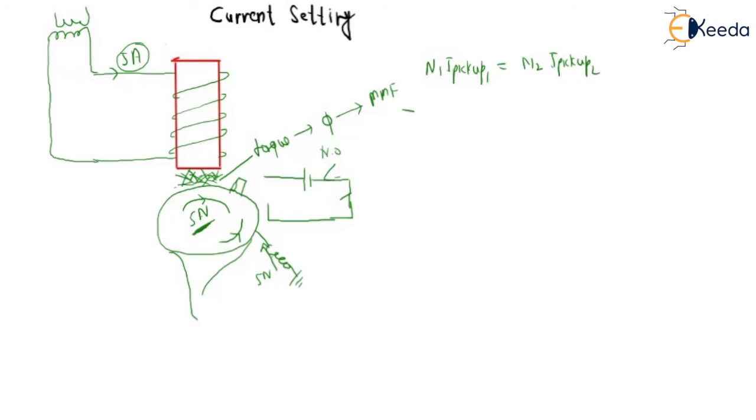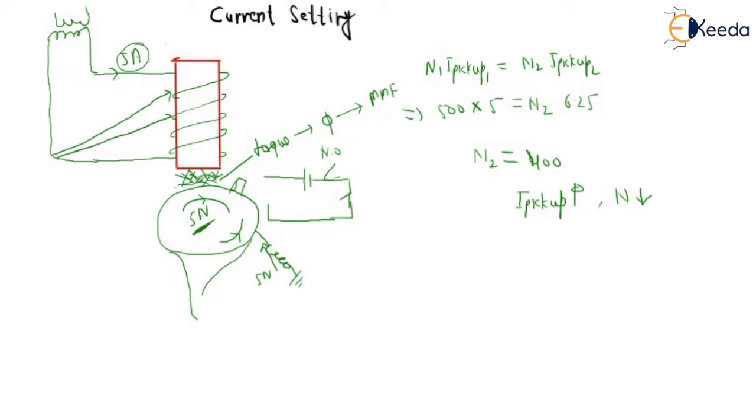So let us assume N1 is 500 and I pickup 1 is 5, and we want to change this. So N2 will be equal to 400. So N2 is equal to 400, meaning if we want to increase the pickup current, we need to decrease the number of turns. Here now I am going to give a tap to this core, this winding basically.